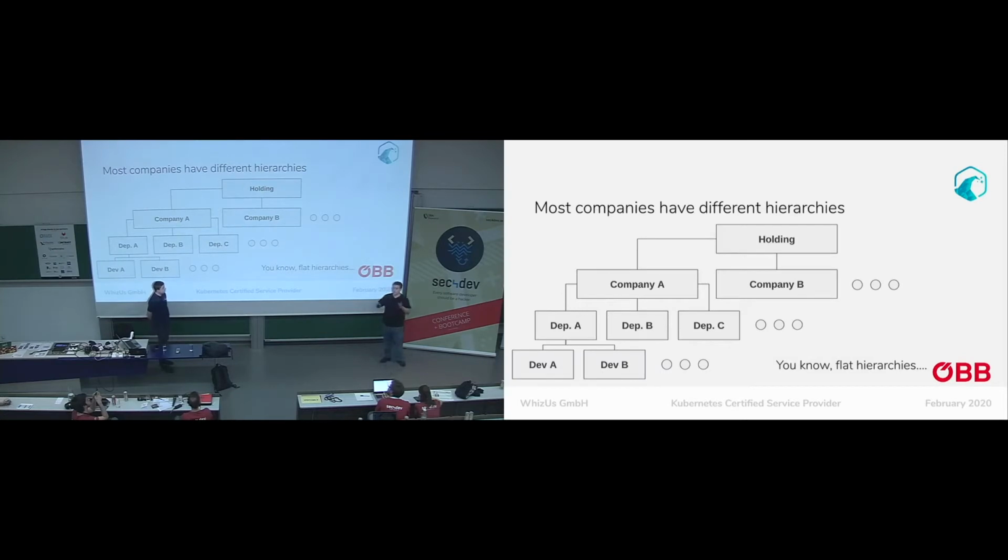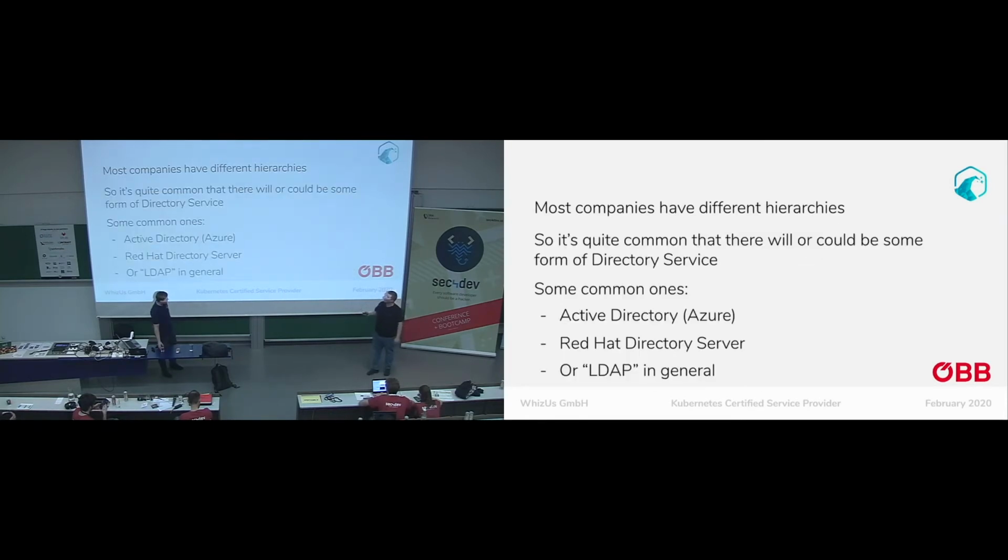LDAP reflects a company's hierarchy. If you have a look at our company, the ÖBB, we have a holding company. Below we have sub-companies like mine, the ÖBB Business Competence Center GmbH, or Rail Cargo maybe. And in a company you have different departments, and even in a department you have different teams. So this is usually held in a directory. A common one is Active Directory. You might find products like Red Hat Directory Server, just a plain LDAP directory somewhere.